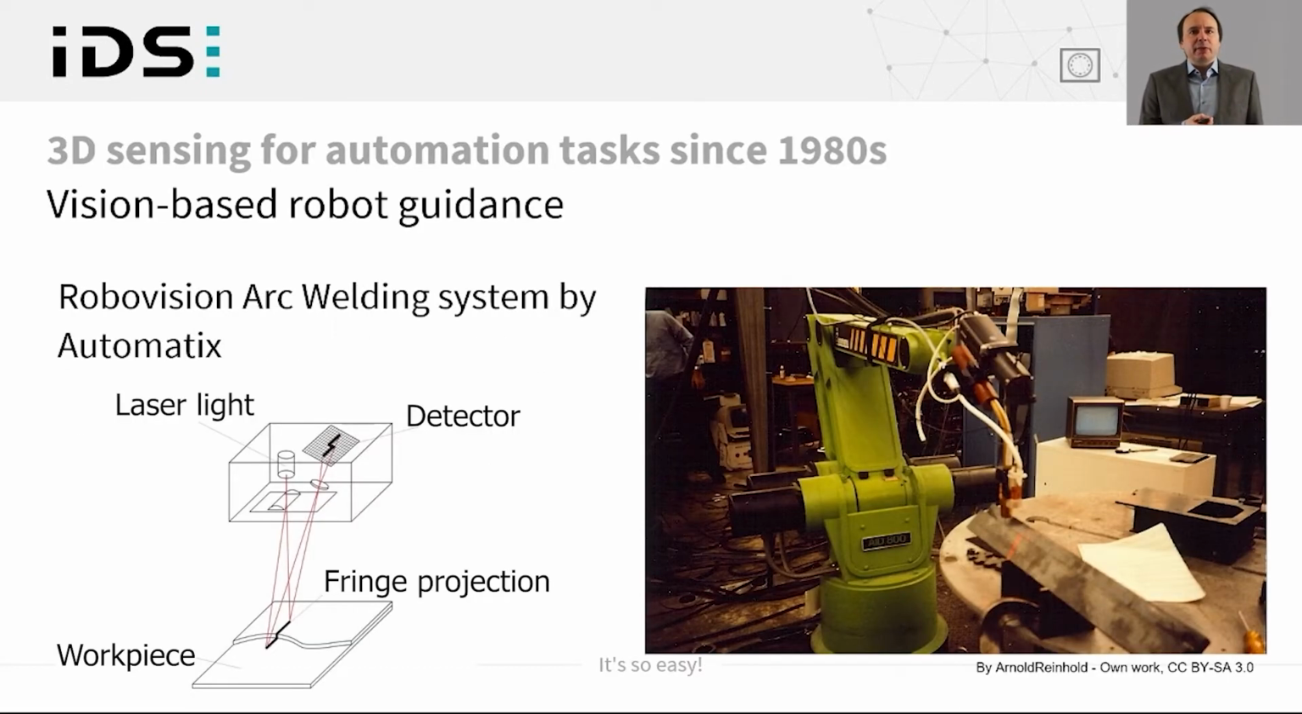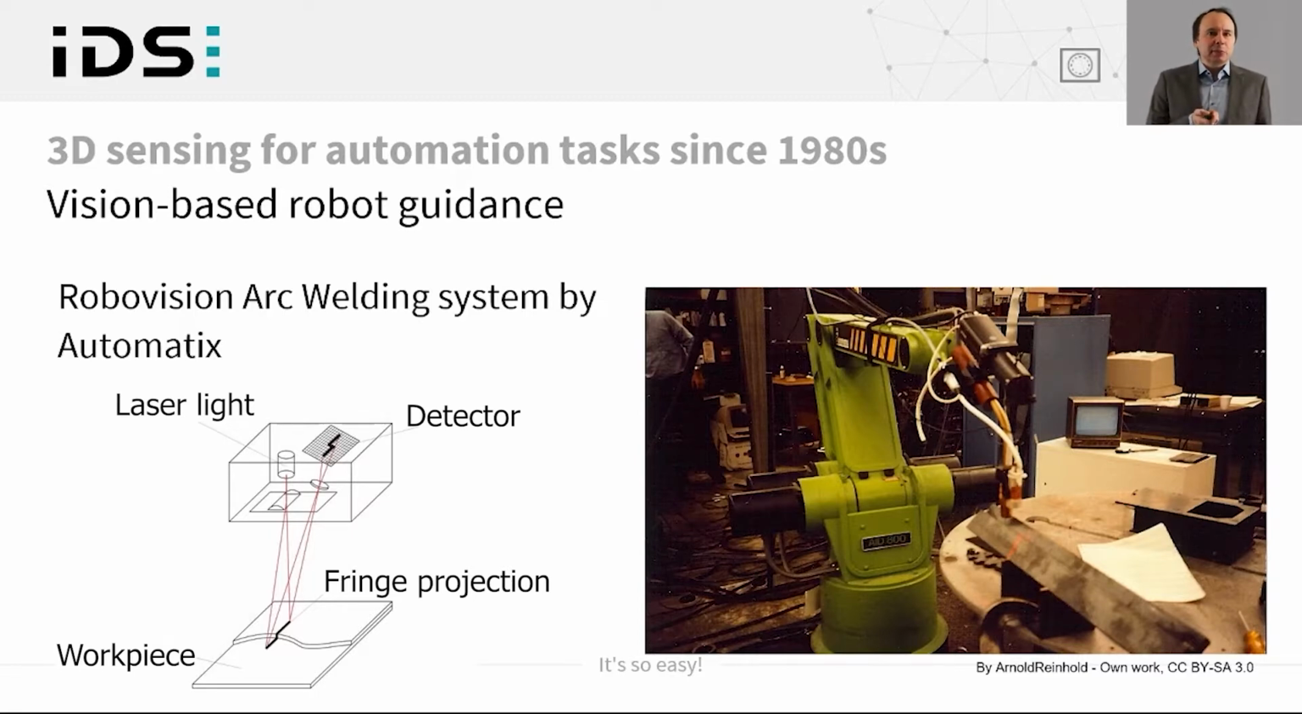Besides inspecting 3D shapes, there are also a number of tasks where 3D positions are required. And here we already look at vision-based robot guidance. This shows an early robotic system, including 3D sensing, that was developed in the 1980s for a specific task of automated arc welding. And in this case, a laser line triangulation was constructed.